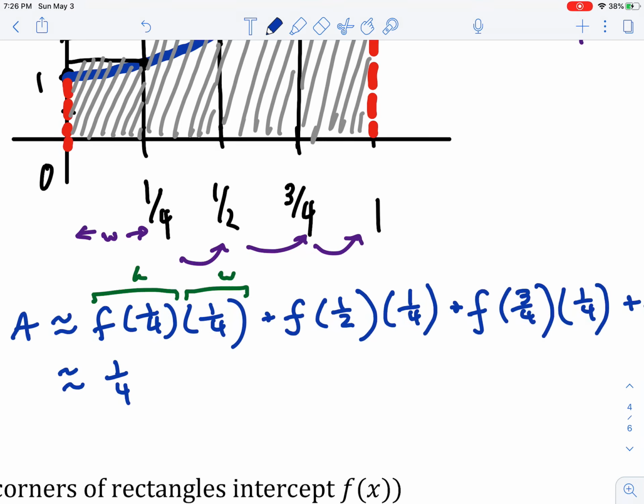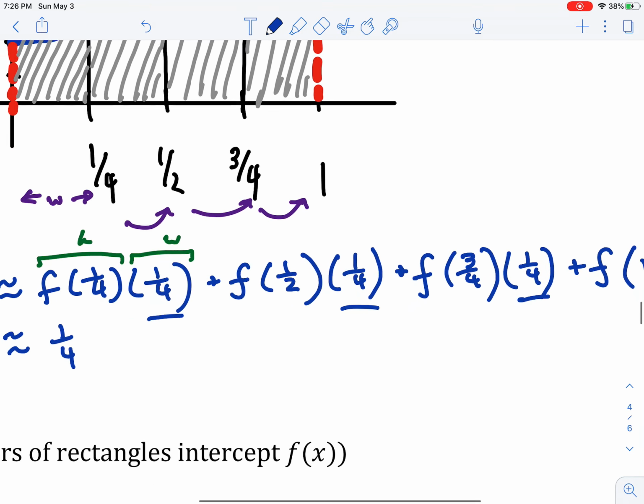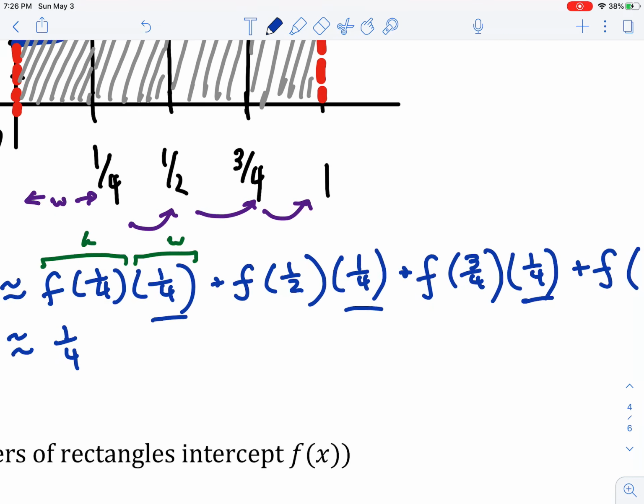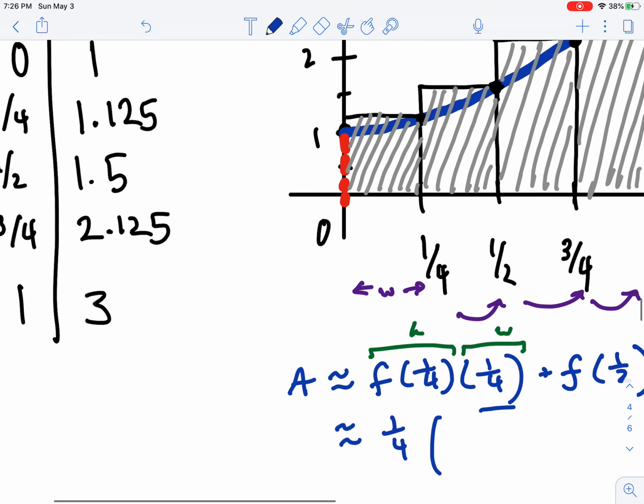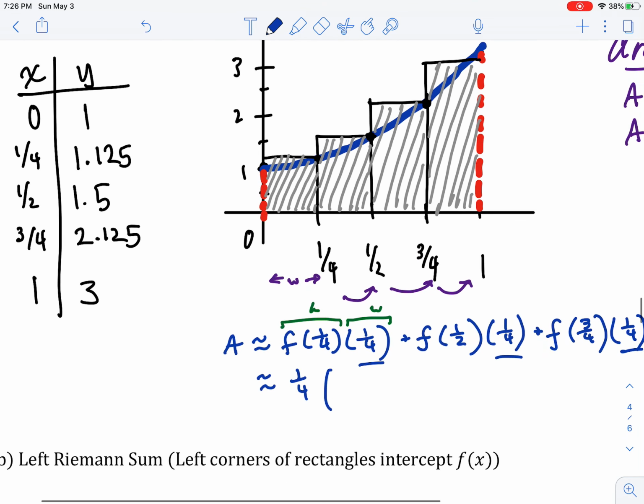So we've got 1/4 times, and I don't want to sit here and multiply everything by 1/4. I notice that I have 1/4 in every single one of my terms that I'm adding up. So let's just factor that outside, and everywhere else, let's come up with what f of 1/4, f of 1/2, f of 3/4, and so on, those values are. Well, we found those over here in our table. So I'm just going to jot them down.